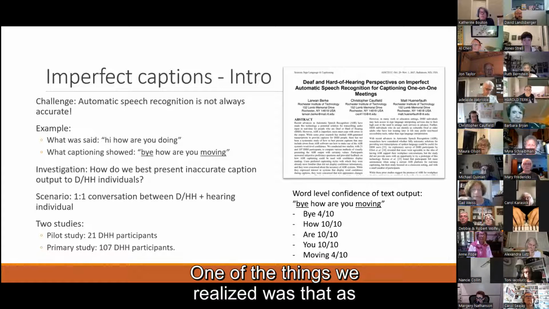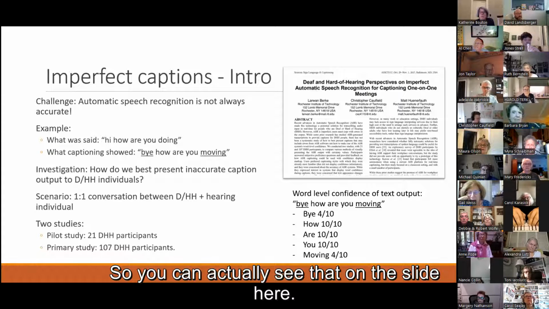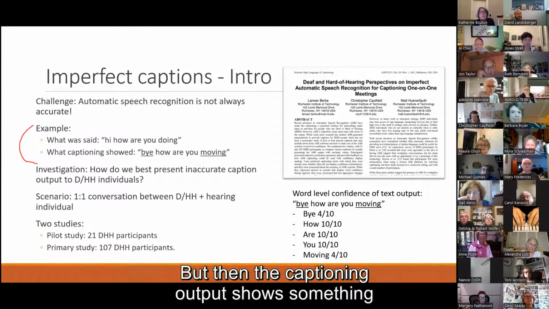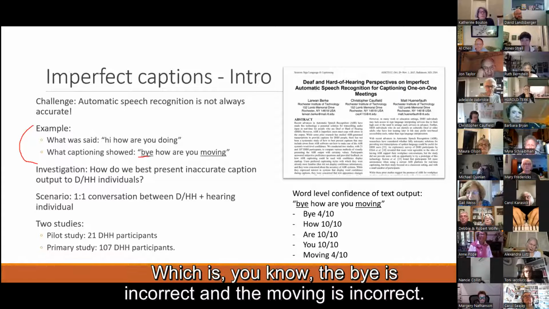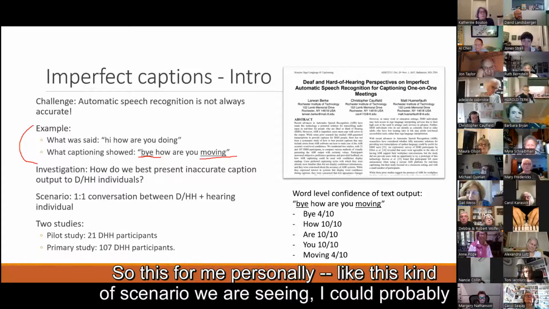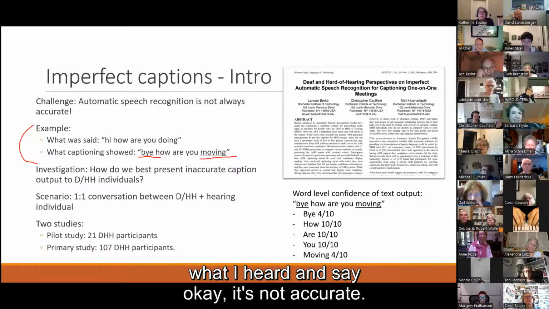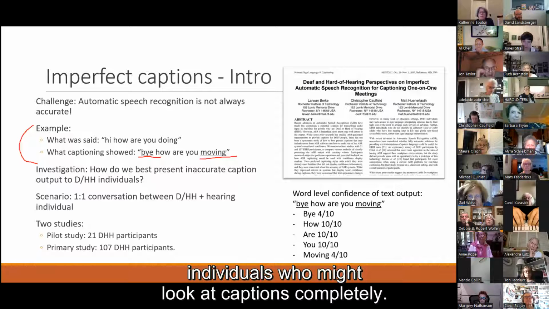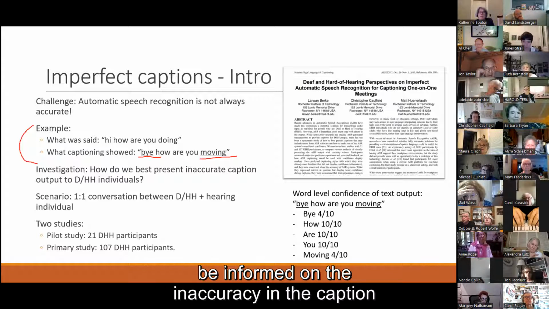One of the things we realized, as you all know, is that captions are not always accurate. You can see that on this slide, in this example, where maybe I say, hi, how are you doing? But then the captioning output shows something along the lines of, bye, how are you moving? The bye is incorrect and the moving is incorrect. For me personally, I could probably differentiate what the caption showed from what I heard and say, okay, it's not accurate. But there are some deaf and hard of hearing individuals who might look at captions completely. And it's really important that they can be informed of the inaccuracy in the caption output.